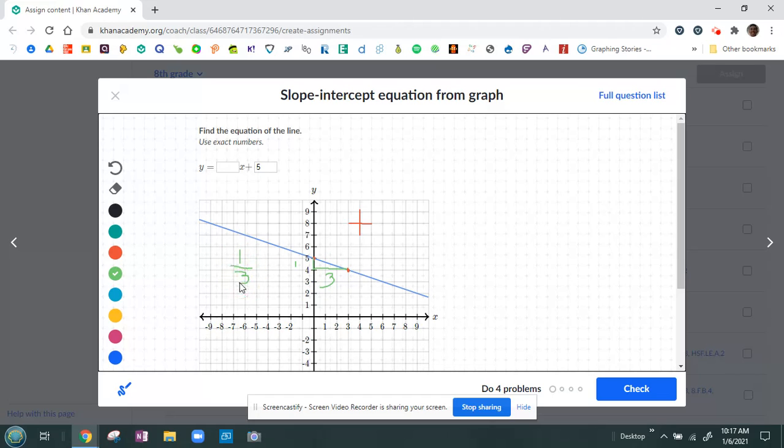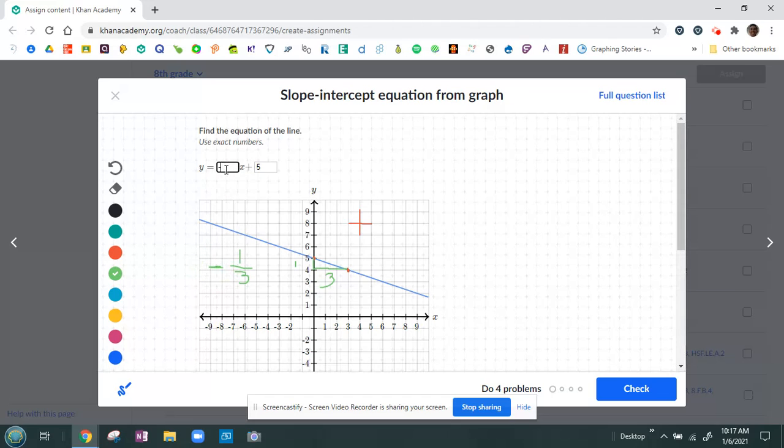But then last step, I have to say, is this a negative slope? As I go left to right, is it going down? And the answer is yes. So that is a negative slope. So I'm going to type in negative 1/3. And there we have it. Okay, let's try one more.